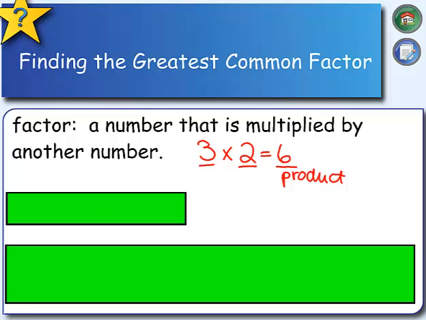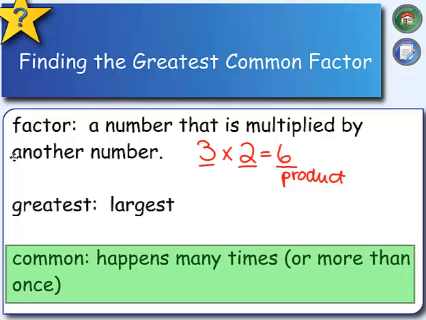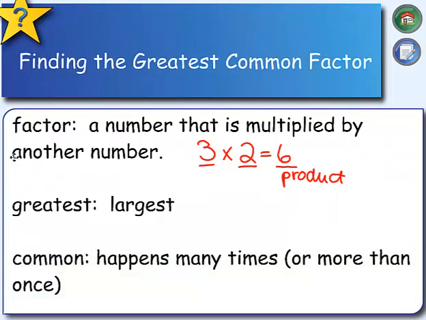Another word we're going to review is greatest. Greatest means the largest. And the third word is common. Common means it happens many times or more than once. So when we put all of these together, we have the greatest common factor. So we're looking for factors that occur more than one time, and we want the largest of those factors.